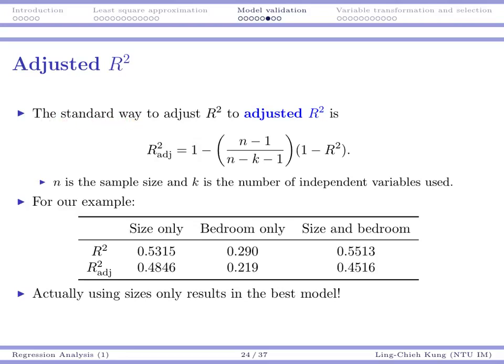The standard way is to consider the adjusted R-square, which is defined as a function of R-square, where N is the sample size and K is the number of independent variables used in the model. That means if I use more independent variables, my adjusted R-square will be smaller. For our example, if we use size only, our adjusted R-square is around 48%. If we use both variables, adjusted R-square is actually smaller, around 45%. So we will say that using size only is actually better because its adjusted R-square is higher. So that's the idea. When we want to compare different models with different numbers of independent variables, using adjusted R-square is generally a better idea.